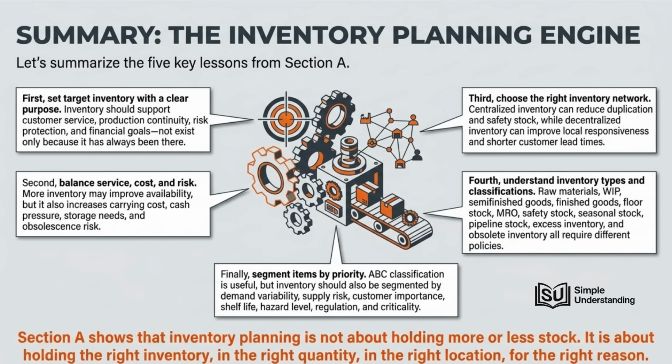Finally, segment items by priority. ABC classification is useful, but inventory should also be segmented by demand variability, supply risk, customer importance, shelf life, hazard level, regulation, and criticality. Section A shows that inventory planning is not about holding more or less stock. It is about holding the right inventory in the right quantity in the right location for the right reason.